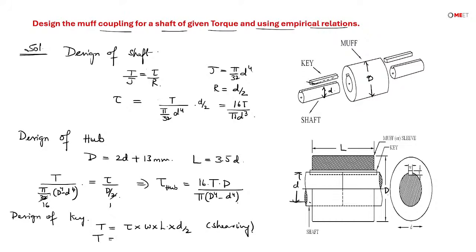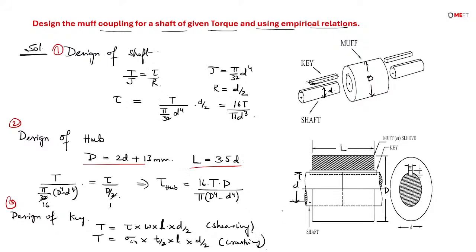And for crushing it will be sigma_cr into t by 2 into L, where L is the length of the key, into d by 2. This is for crushing. So design of muff coupling is going to include design of shaft, design of hub, and design of key. All these steps need to be followed, and the empirical relations are also written for the hub as well as the length of the hub.